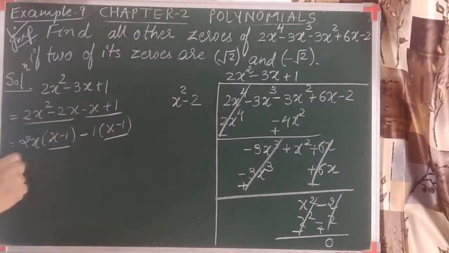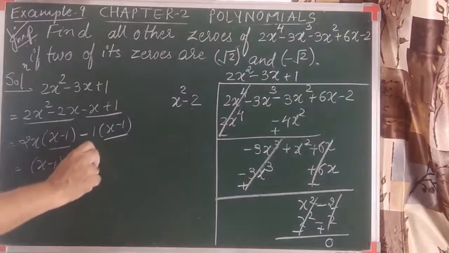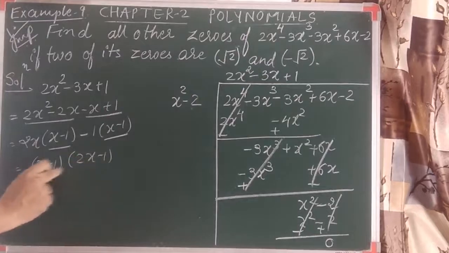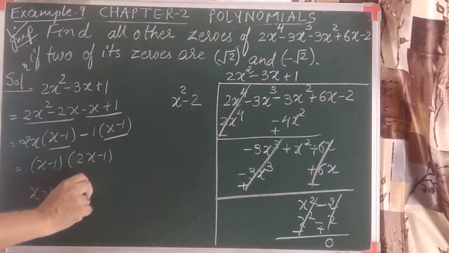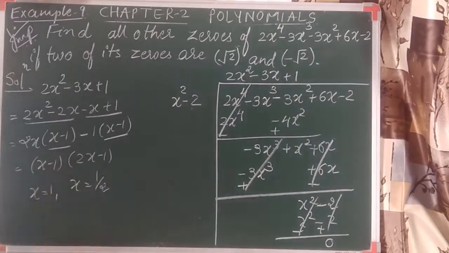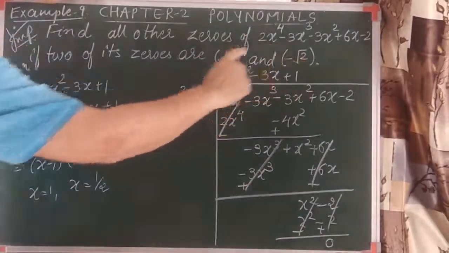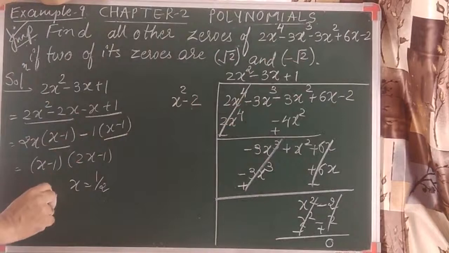Both the brackets are equal. That should be common and the remaining is 2x minus 1. As we obtain the two factors, we can say x is 1 and another is x is 1 upon 2. So as initially they have given the two zeros, root 2 and minus root 2, the rest of the two zeros we obtain are 1 and 1 by 2.